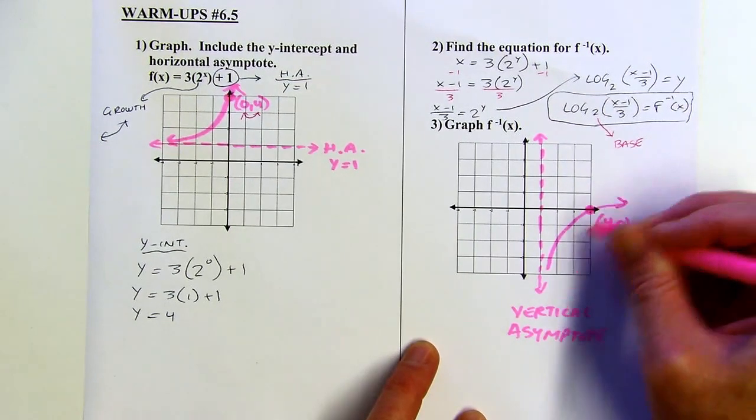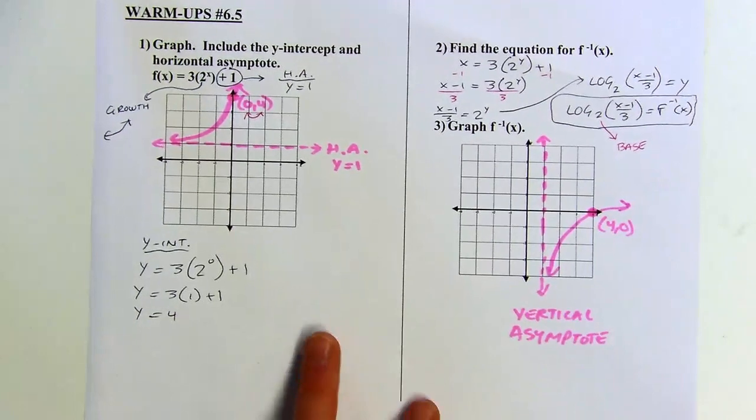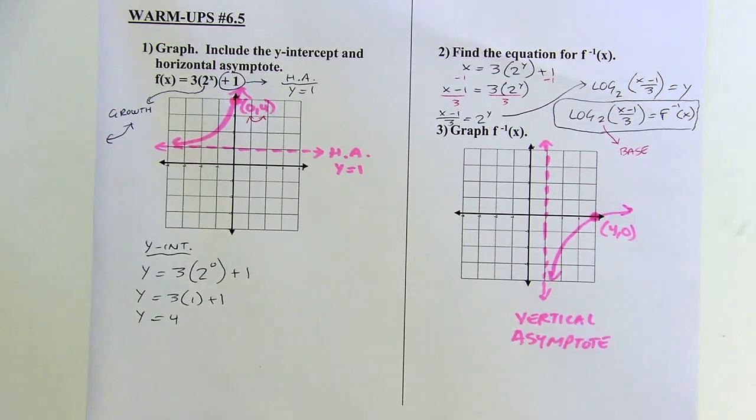Again, you could plug in some other x values to get some more ordered pairs if you wanted to, but it's going to look something like that.